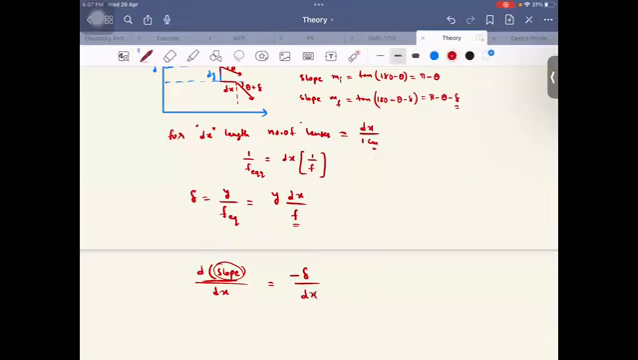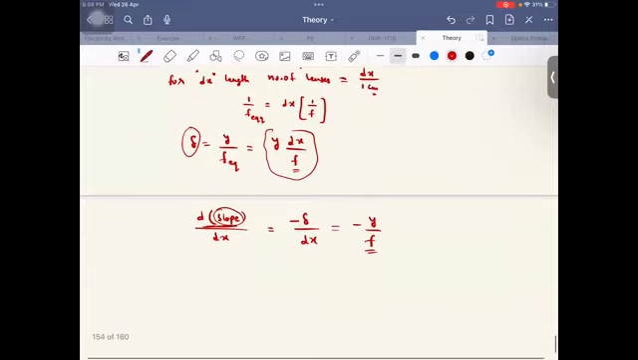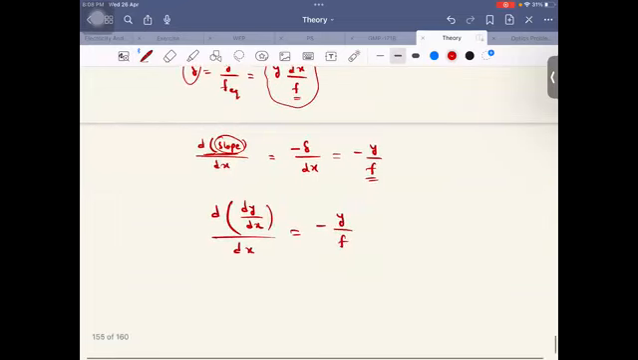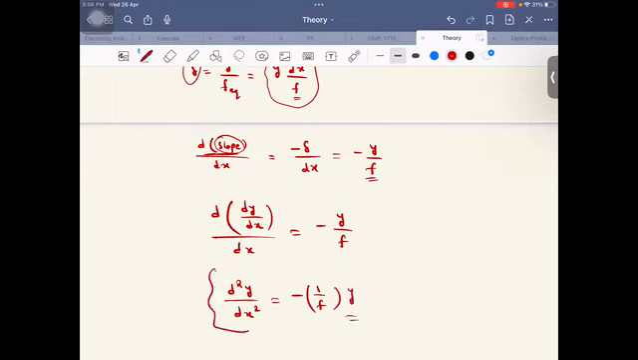This is what we are getting, which is nothing but minus delta by dx, which is minus y by f. And in general, what is the slope formula? In general, slope is dy by dx. So d of dy by dx will be equal to minus y by f. So if you check, d square y by dx square equals minus 1 by f into y.